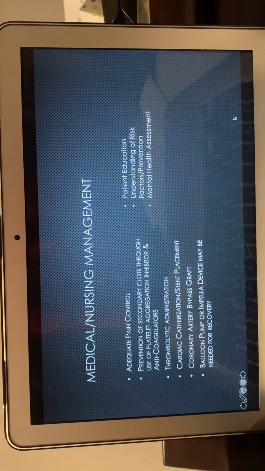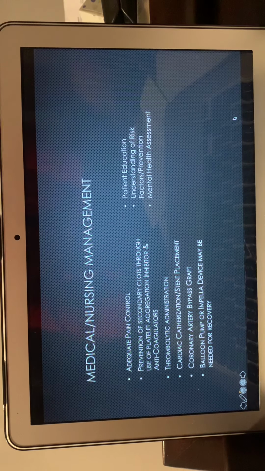Then coronary artery bypass graft. They try to avoid that, but in patients where thrombolytic administration fails as well as cardiac stent, they may have to do a bypass graft where they actually do an invasive surgery and go in and graft that part of the heart to reestablish blood supply.